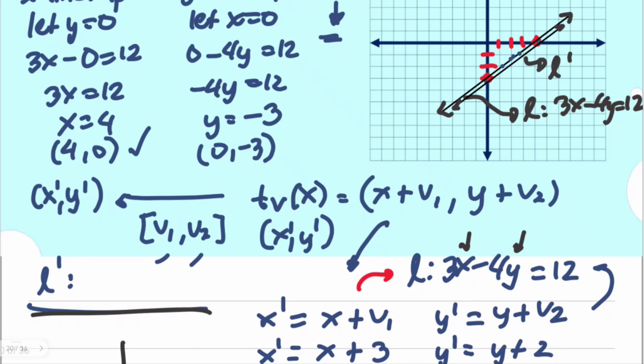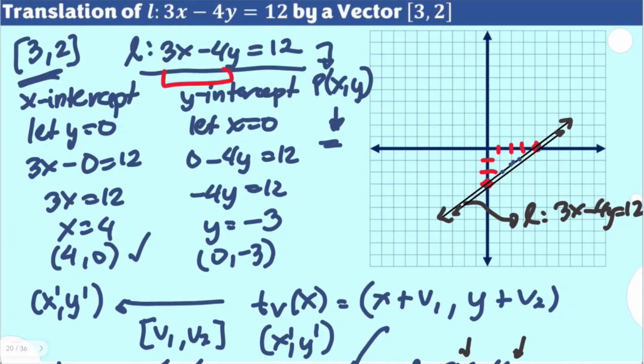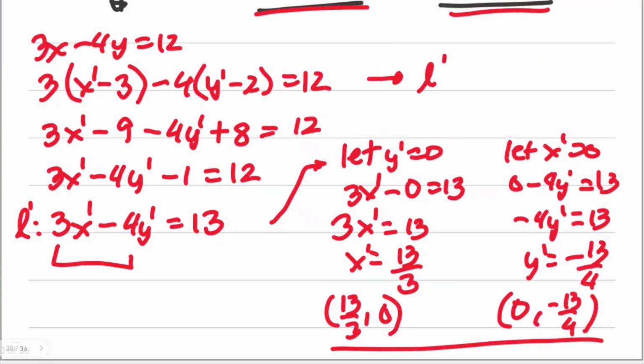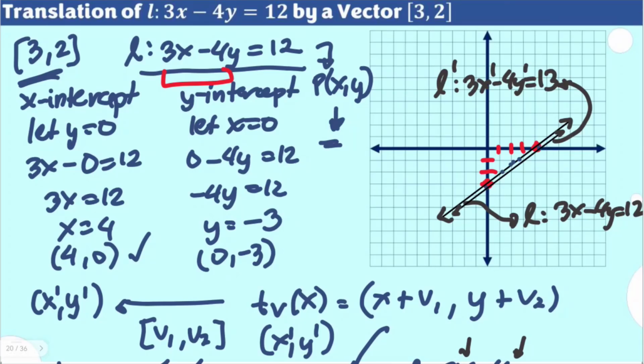That's our L prime. Let us have it here. That's our L prime, identified as 3x prime minus 4y prime is equal to 13. This is the translated line of the given. So this is how we do it, especially with the graph already presented earlier.